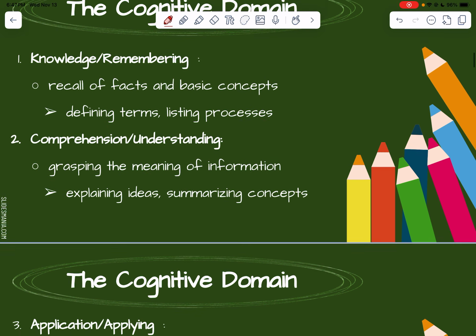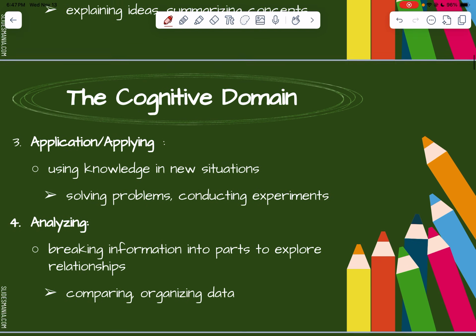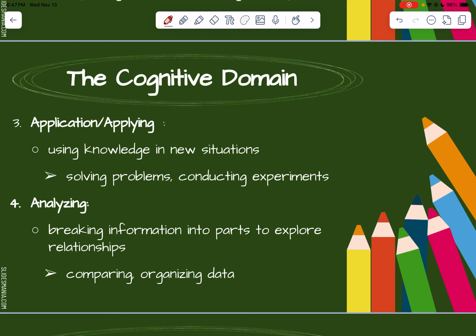Number 2 is comprehension and understanding. This is where students are going to be grasping the meaning of information. So they're going to be explaining ideas, summarizing concepts, etc. Number 3, the third stage, is called application or applying. This is where you're using knowledge in new situations. You're applying information that you just learned and attributing that knowledge as a building block to a new concept or idea. So you're going to be solving problems, conducting experiments, etc.